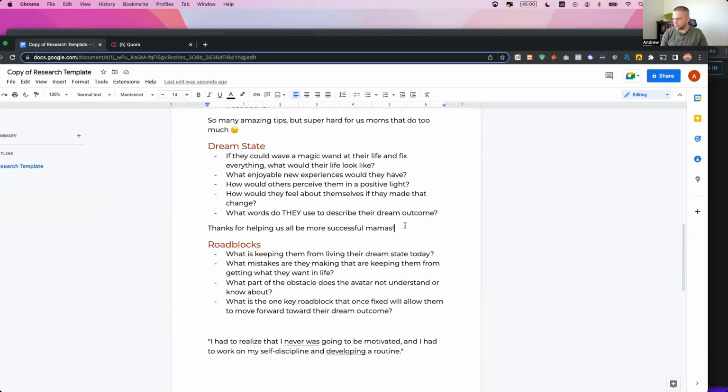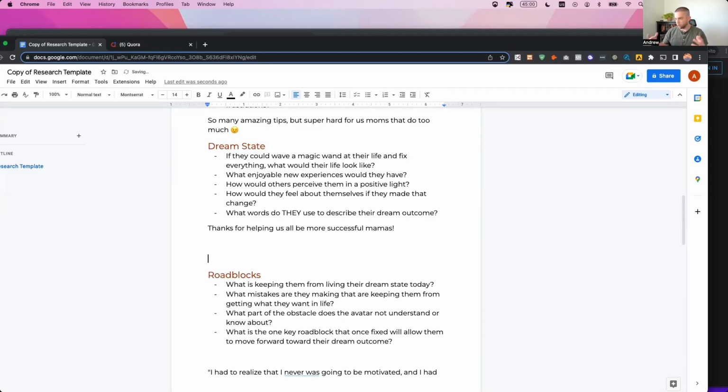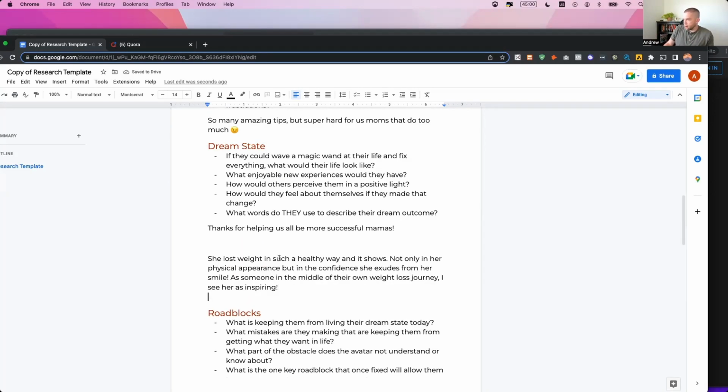Because this is not just about weight loss. It's talking about how status comes into play, right? This is someone else perceiving. They're describing this dream state. This is a person going through the same thing. They want to lose weight in a healthy way. They want to not just improve their physical experience, but exude this confidence from her smile, right? Like that's dream state. That's something they want.